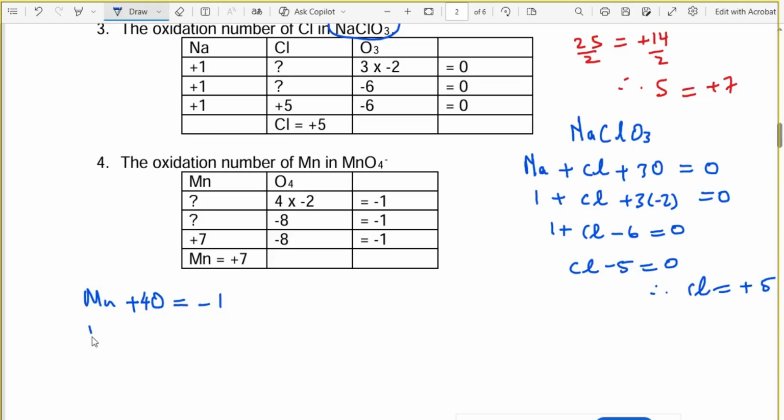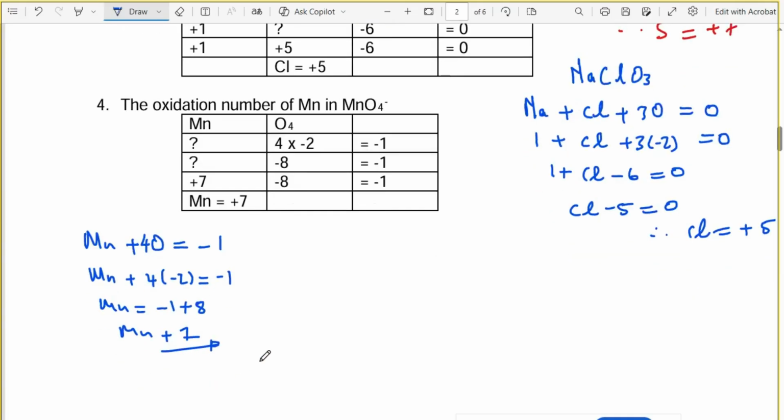Then Mn is what we are looking for, and we said that oxygen is always -2, -1. So for Mn, this is -8, it comes to the other side as +8. Therefore, Mn will have the oxidation number of +7. You're still with me on that? You understand that part, ne?